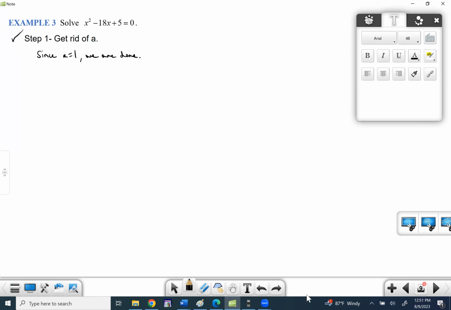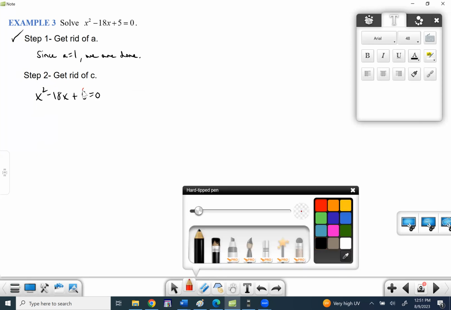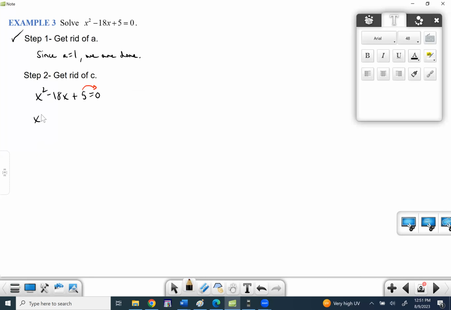All right, oops, step 2. Typo. Rid of c. Okay, so we have this equation, x squared minus 18x plus 5. We got a, b, and c. We're going to get rid of c, so we're going to move that 5 over to the other side, making it -5. And in the future, I'll leave a space and stuff, but we'll work our way up to that.